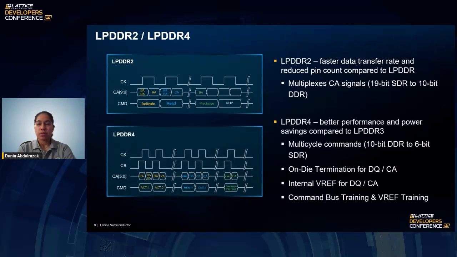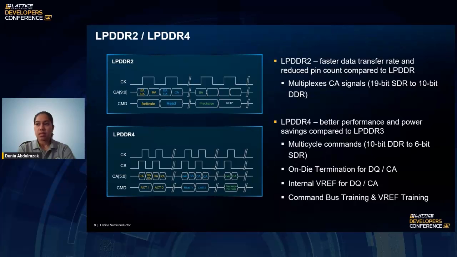Looking at LPDDR4 now, it has better performance and power savings compared to LPDDR2 and LPDDR3. With LPDDR4, it further reduced its pin count by adopting multi-cycle commands on a 6-bit SDR command and address bus. As you can see in the figure, a LPDDR4 read operation takes a total of 4 clock cycles, where the activate command takes 2 and the read command takes another 2.